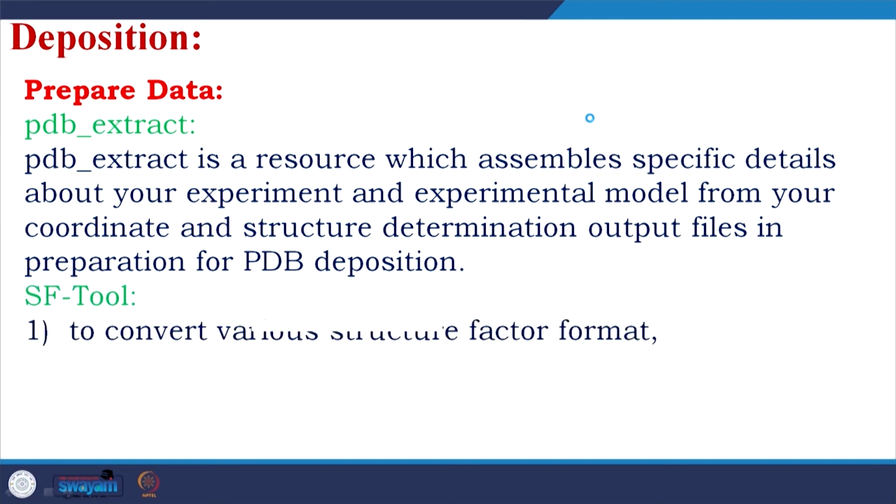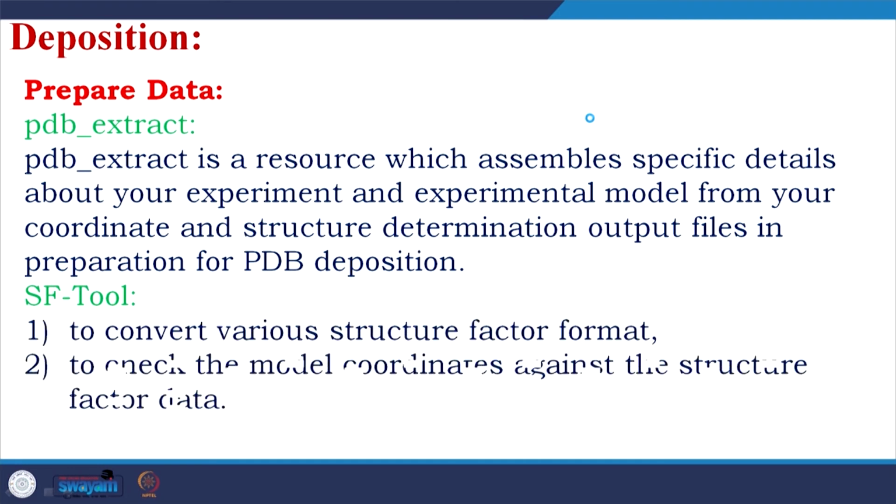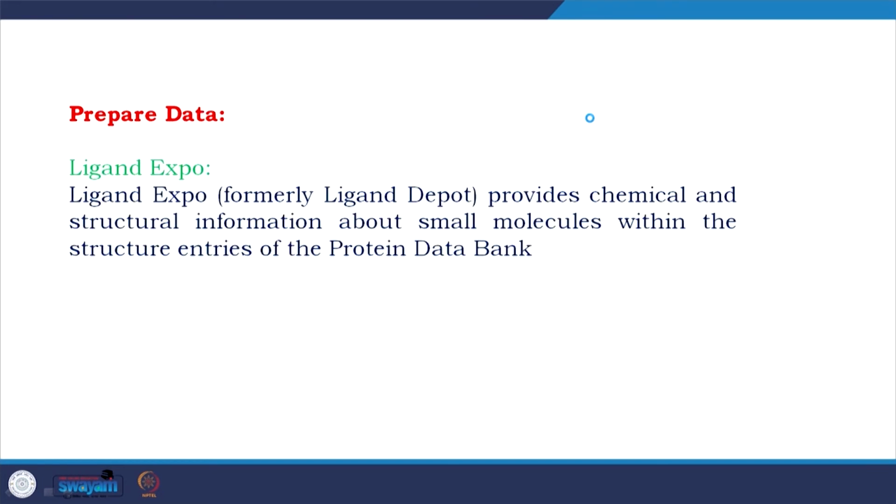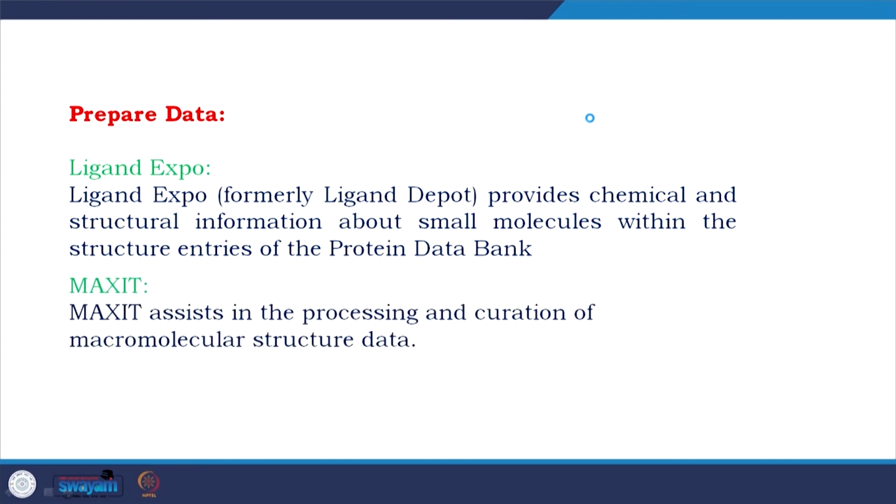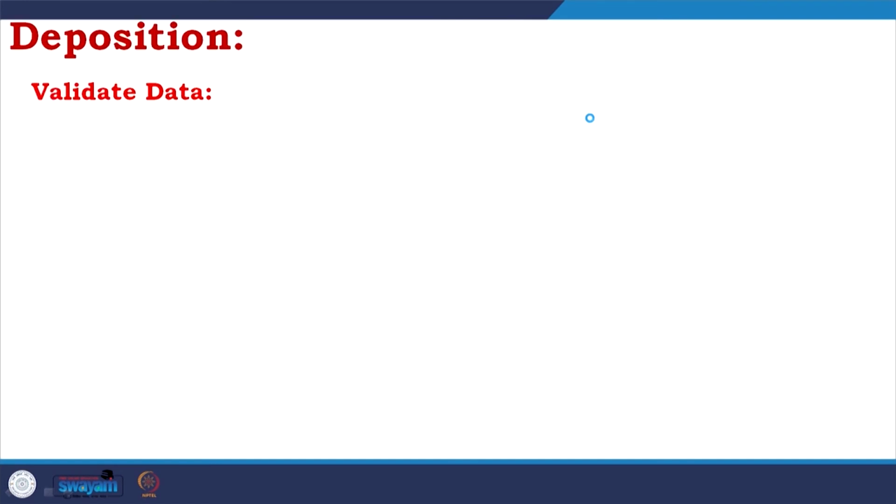SF tool is used to convert various structure factor formats, and to check the model coordinates against the structure factor data. Ligand Expo, formerly Ligand Depot, provides chemical and structural information about small molecules within the structure entries of the Protein Data Bank. MAXIT assists in the processing and curation of macromolecular structure data.